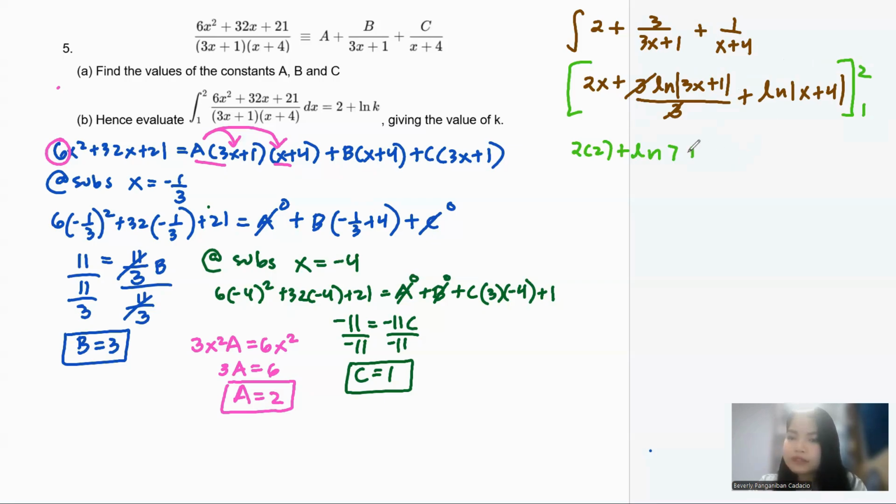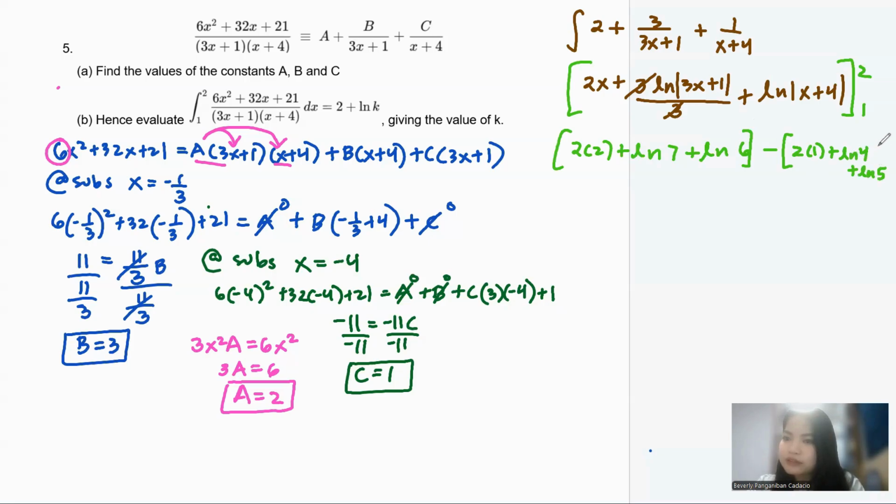Okay, ln 6. Now, you're not yet done because you know that this is only the upper limits. You're going to now put the lower limits, and that will be minus of everything. So that will be 2 times 1, that will be 2. I'll just put 1 here. And then the other one will be plus ln. 3 times 1 will be 4 plus ln 5.